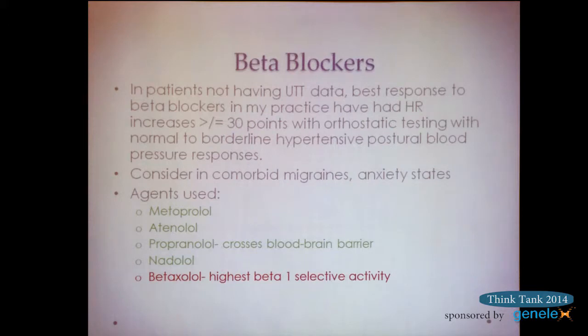I love betaxolol because it's a once-a-day medication. It's very safe for my asthma patients, so patients who have asthma. So that's a huge advantage. And it's a long-acting, once-a-day medication you can give at night and really help patients when they get up in the morning. So for patients who have bad morning symptoms, it's a great agent because it lasts through the entire night.